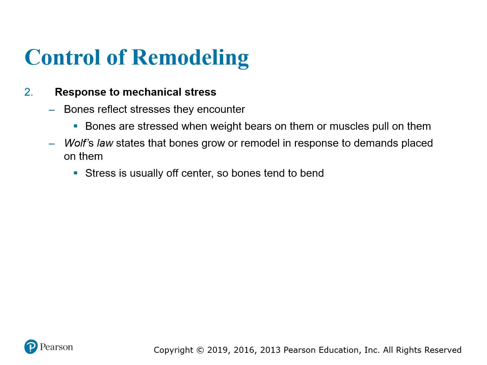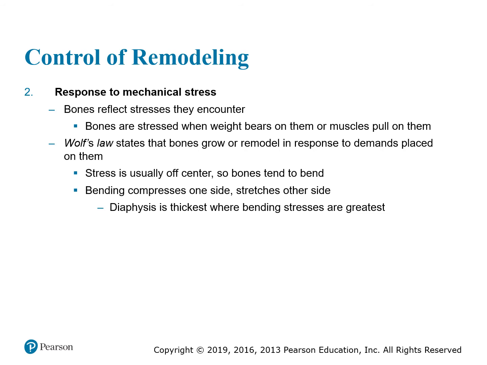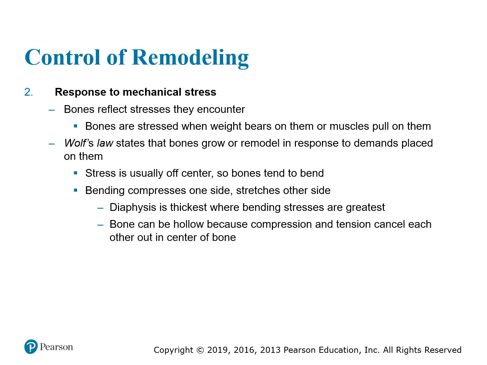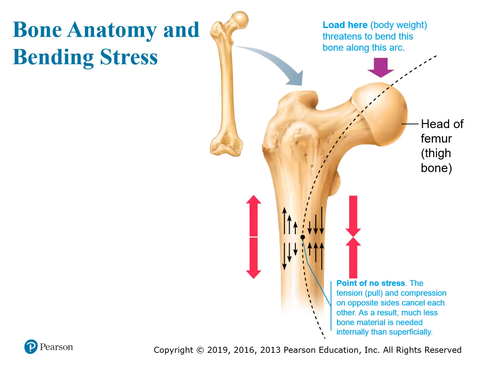Now, stress, as we'll see in the next slide, is usually off-center, and bones will tend to bend. And what this bending force does is to compress one side and stretch the other side. And you're going to see the diaphysis, or the shaft of the bone, the thickest where the bending stresses are actually the greatest. Now, even though there's this compression and stretching that's placed on the bone, it can actually be hollow because these two forces will cancel each other out in the center of the bone. And when you see the diagram on the next page, I think that'll make a little bit more sense.